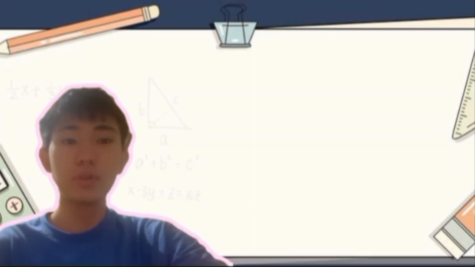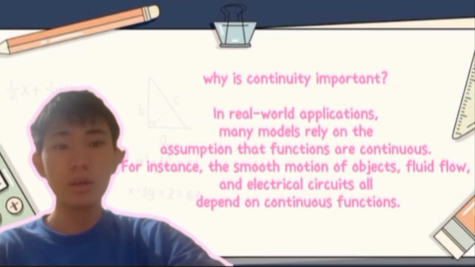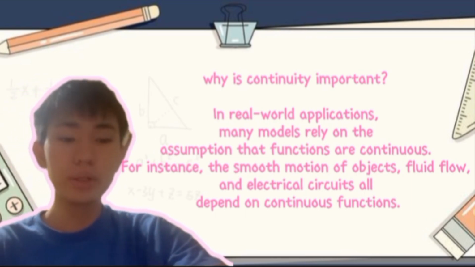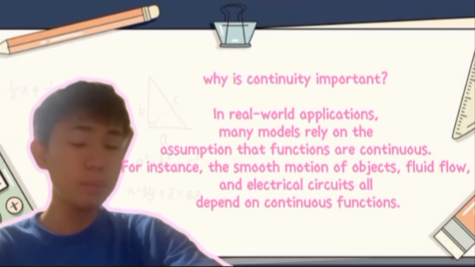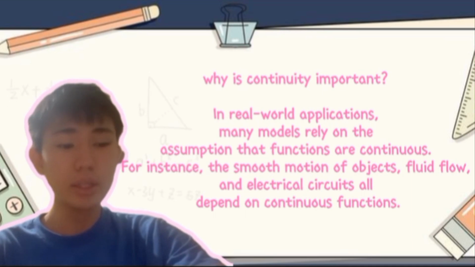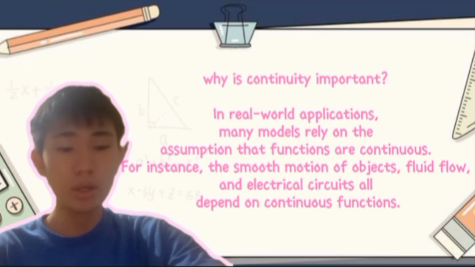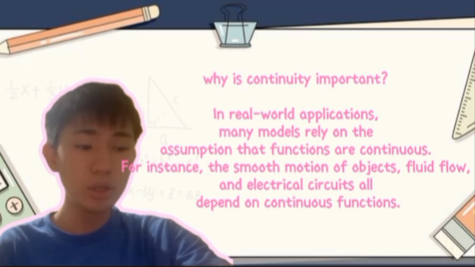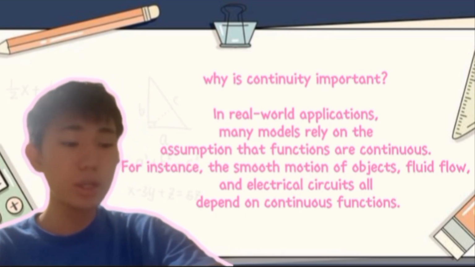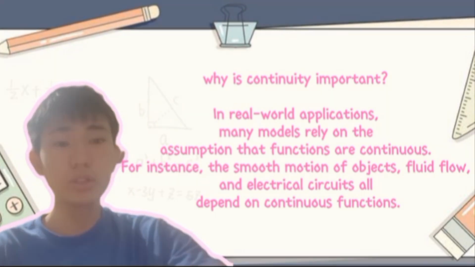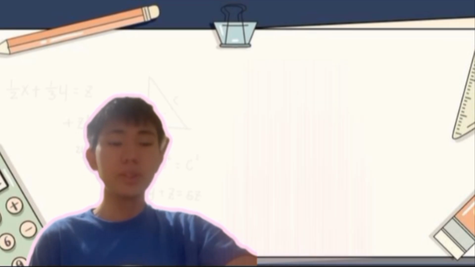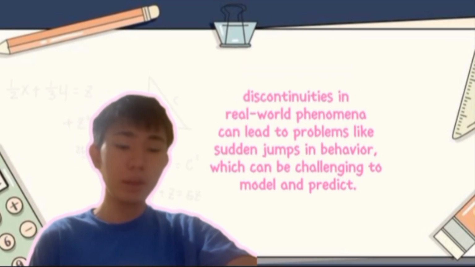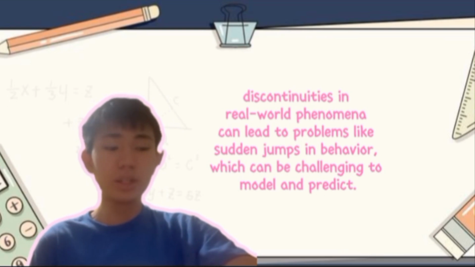Importance of continuity. Why is continuity important? In real-world applications, many models rely on the assumption that functions are continuous. For instance, the smooth motion of objects, fluid flows, and electrical circuits all depend on continuous functions. Discontinuities in real-world phenomena can lead to problems like sudden jumps in behavior, which can be challenging to model and predict.